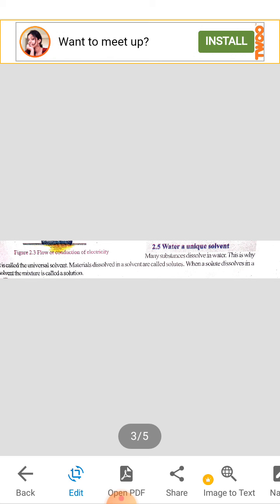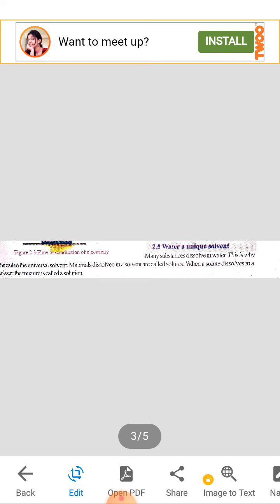Materials dissolved in a solvent are called solutes. So students, solute, solvent and solution are the three things. The materials which are getting dissolved are called solute, that in which it is dissolving is called solvent, and when they both get mixed, that is called solution. Later on when the chapter finishes, I'll tell you more clearly about this topic.